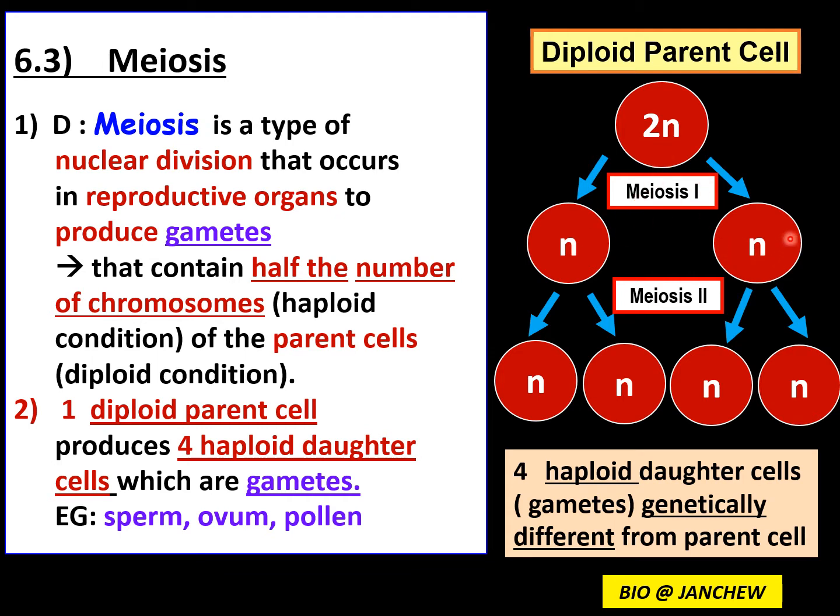Then next, these daughter cells will undergo meiosis 2, where the sister chromatids will separate and move to different poles, and then cytoplasmic division occurs to produce 4 daughter cells in all, and they are haploid. Okay, and some of them are genetically different from each other and from the parent cell. So how this occurs will be discussed further on.